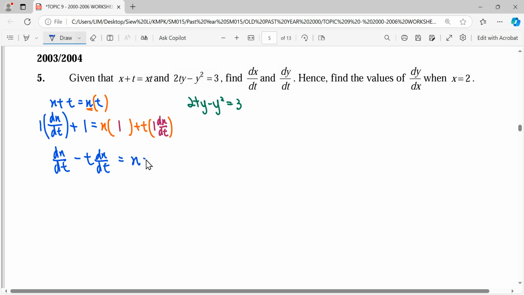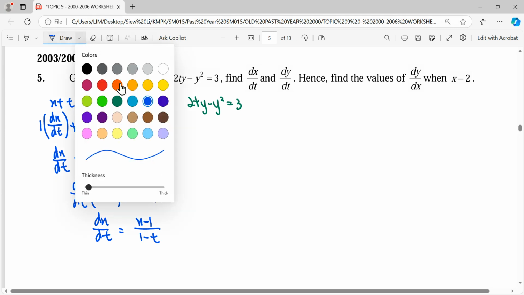And then this one we move to the right hand side, minus 1. We take out the dx/dt. Factorizing out this factor, we get 1 minus t here. So therefore dx/dt equals x minus 1 over 1 minus t.